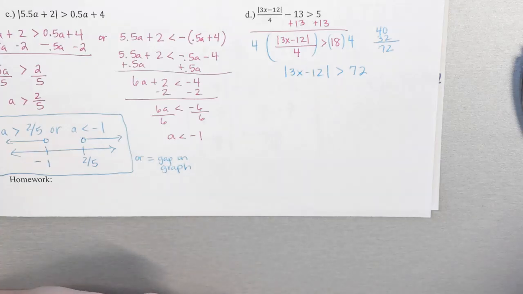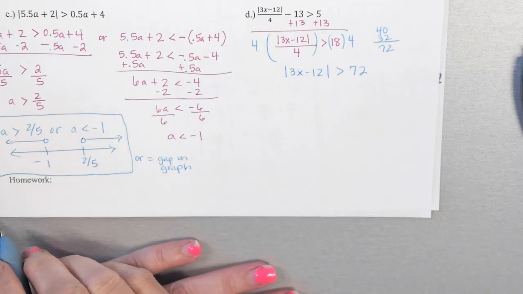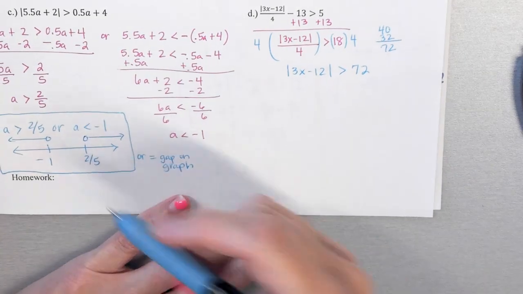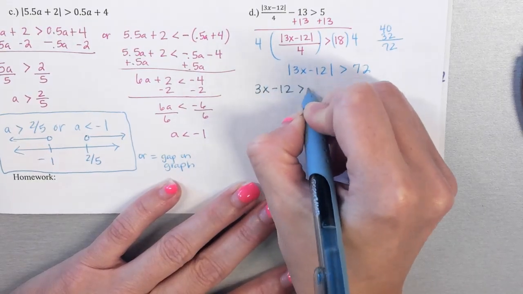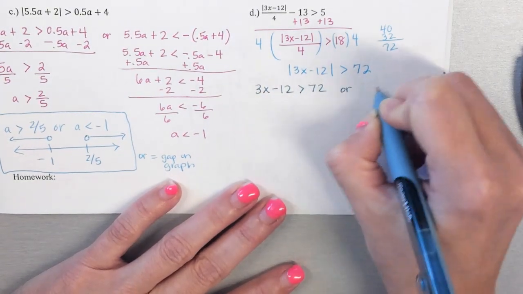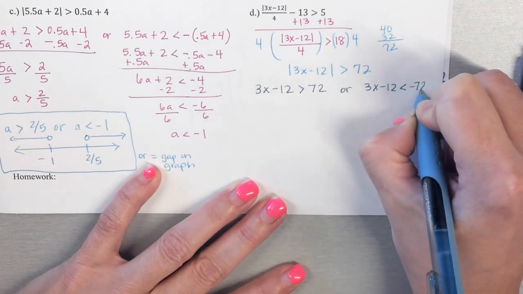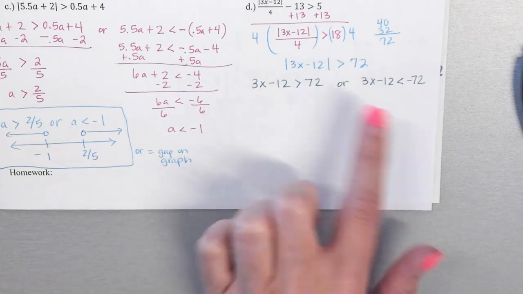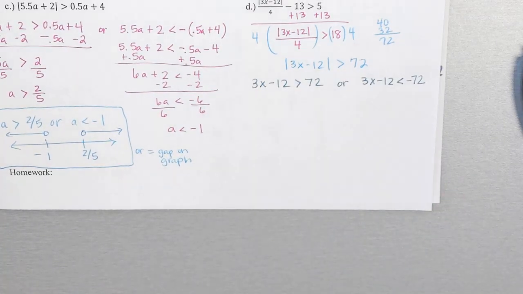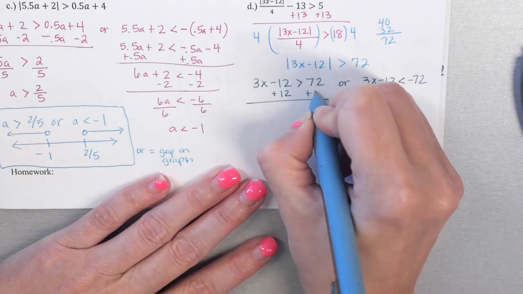All right, once you have that, now we can set this up. It's greater than, so you have 3x minus 12 is greater than 72, or 3x minus 12 is less than the opposite, so negative 72. Anytime it's greater than, you have the OR. Anytime it's less than, you have the AND. So we're going to add 12.